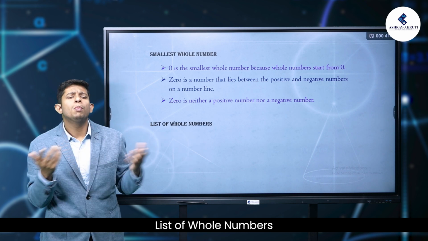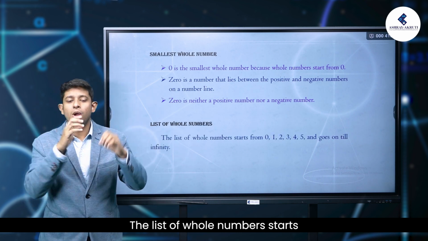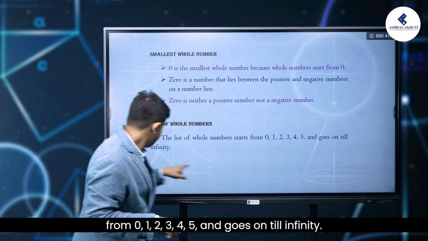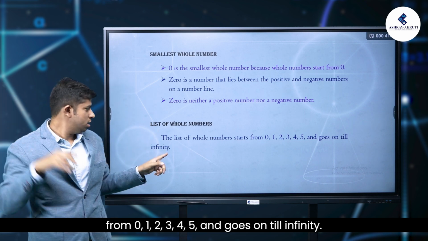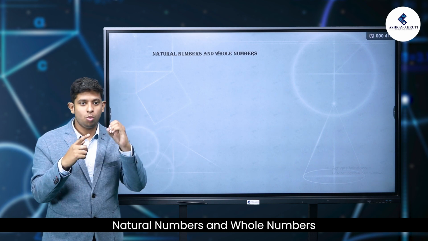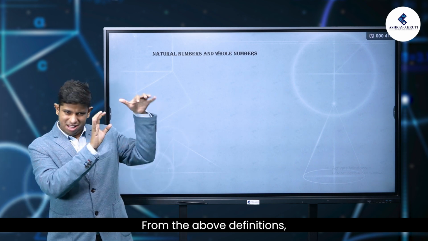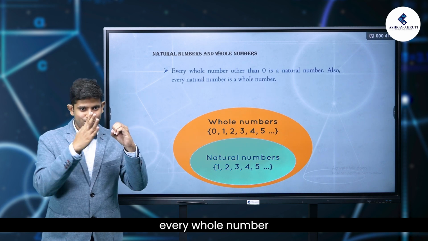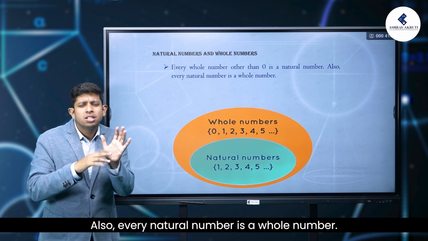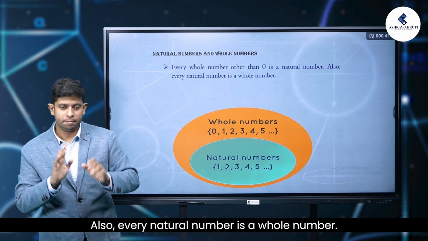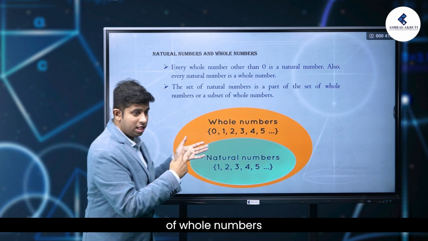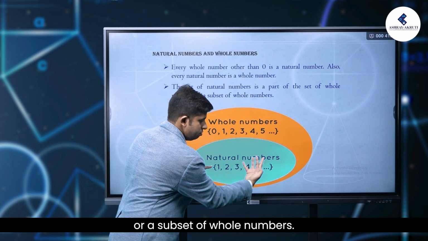List of whole numbers. The list of whole numbers starts from 0, 1, 2, 3, 4, 5 and goes on till infinity. Natural numbers and whole numbers. From the above definitions, we can understand that every whole number other than 0 is a natural number. Also, every natural number is a whole number. So the set of natural numbers is a part of the set of whole numbers, or a subset of whole numbers.